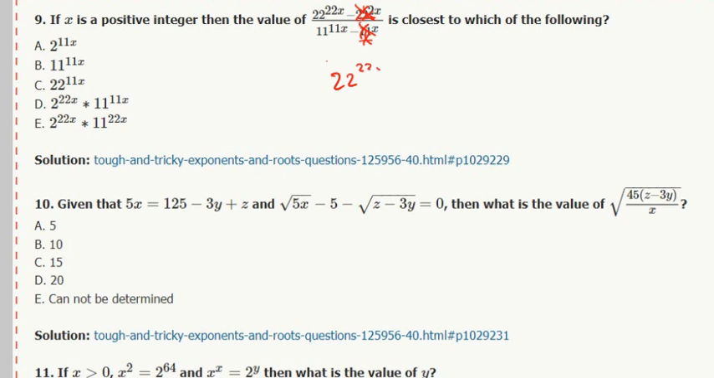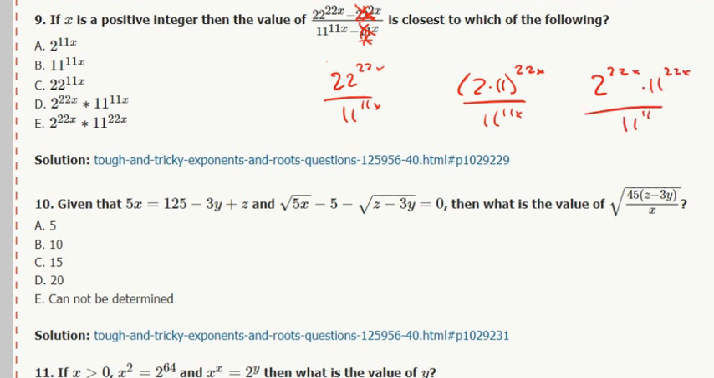So 22 to the 22x over 11 to the 11x. So I'm going to call that 2 times 11 to the 22x over 11 to the 11x. That's 2 to the 22x times 11 to the 22x over 11 to the 11x. So I can cancel 11x. 22x minus 11x is 11x, okay? So 2 to the 22x times 11 to the 11x is what I'm left with.